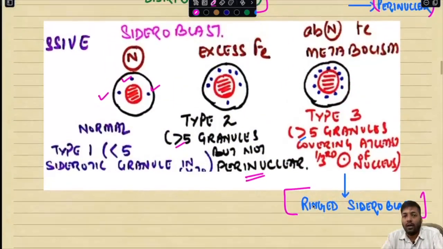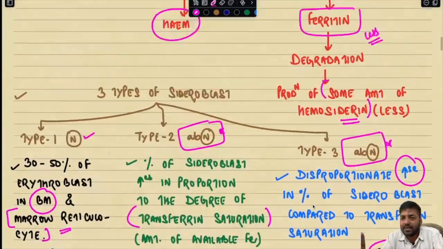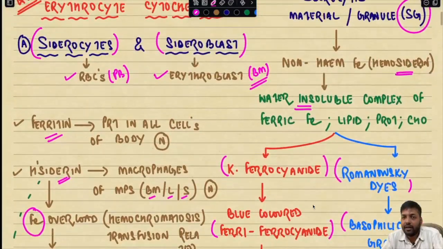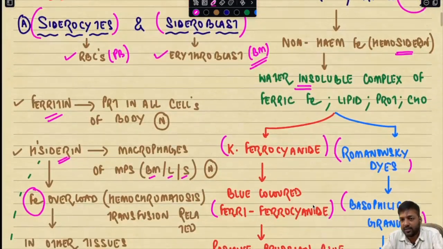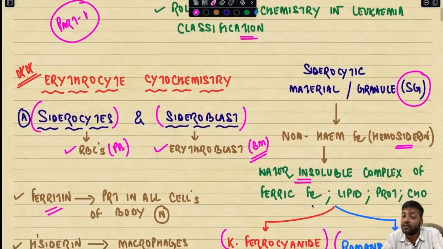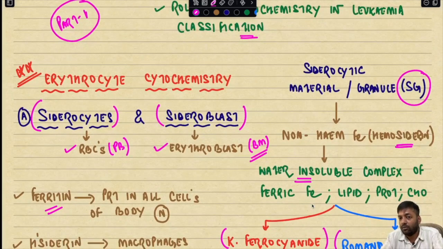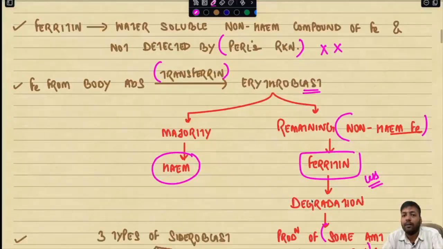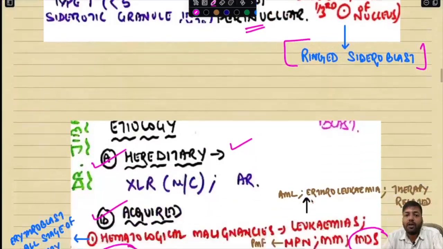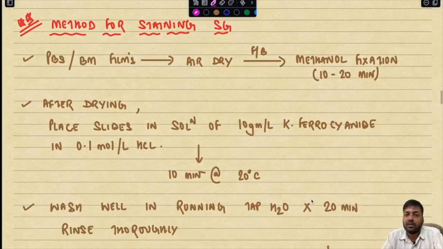So with this, a basic idea has been given with regards to sideroblasts and siderocytes, and what a siderotic granule is. They ask you in the exam, what is this granule? This is a non-heme water insoluble form of iron, which is basically hemosiderin. Now, very importantly, you have to understand the method for staining siderotic granules.